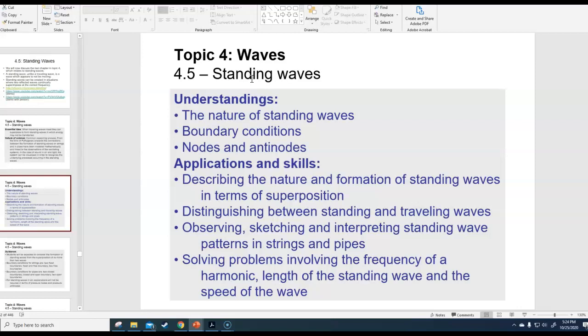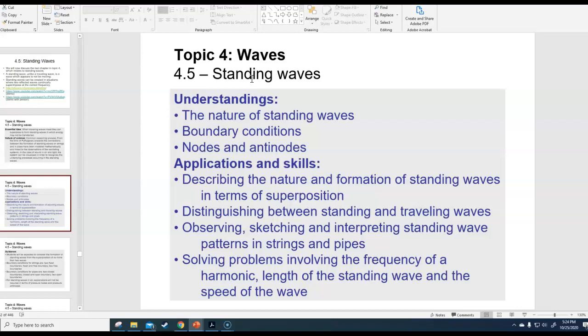As far as what you must be able to do, you must be able to describe the nature and formation of standing waves in terms of superposition, which is what I just did a minute ago. So if you need more clarification about that, I would encourage you to read the first little bit of your textbook or the hyper physics textbook that I linked before. That's really easy to explain how those are formed because of superposition.